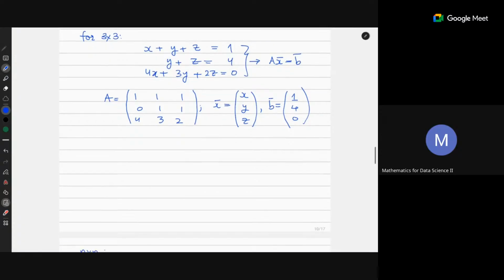Now, by Cramer's rule, let's first find out the determinant of it, to first of all check whether we can apply the inverse method or Cramer's rule. So let's check the determinant of A. What is the determinant of A? We can expand using the first column, and then let's see.